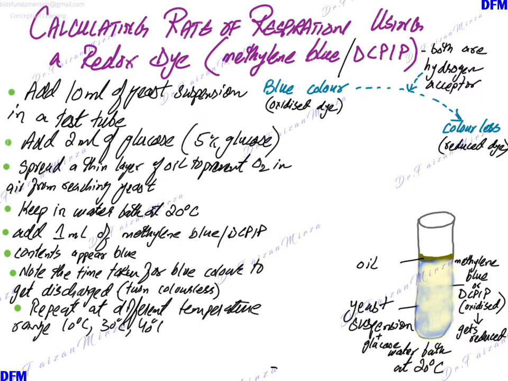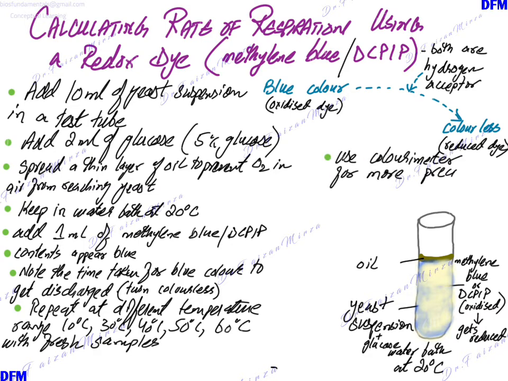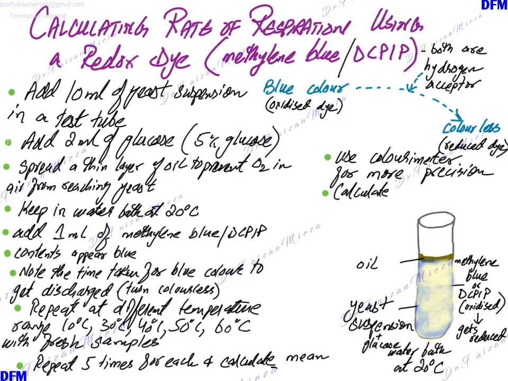The experiment can then be repeated at different temperatures, for example 10, 30, 40, 50, 60 and so forth, with fresh samples every time and using the same quantities. It can be repeated 5 times for each temperature, and the mean can be calculated.